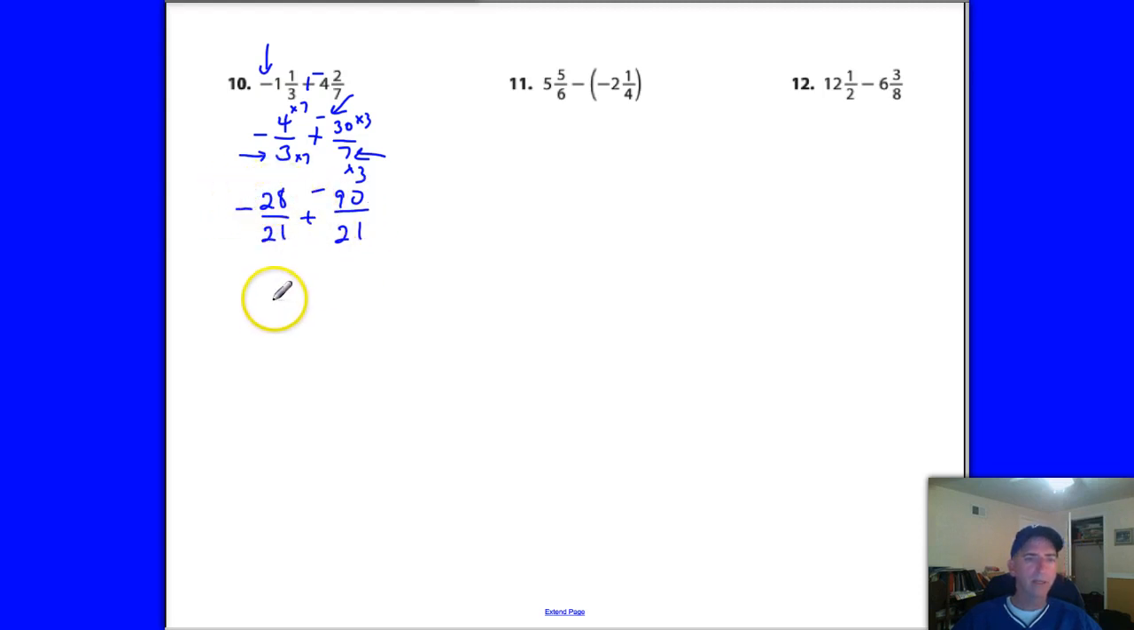So you add the numerators. Remember, it's negative 28 plus negative 90. That's like red 28, red 90. Add the reds together, you get negative 118 over 21. And then if you divide that out, I went ahead and did that for you. 21 goes in there 5 times. Don't forget the negative sign. The whole thing's negative. Negative 5 and 13/21. And there you have it.